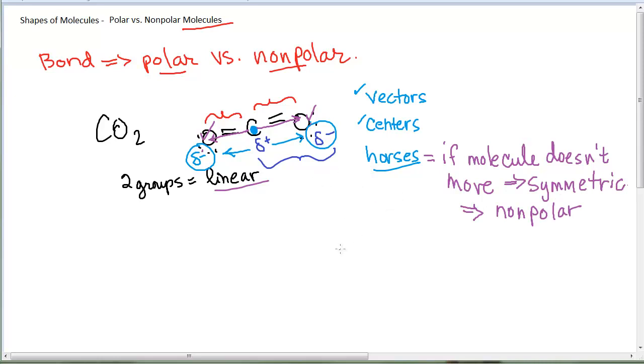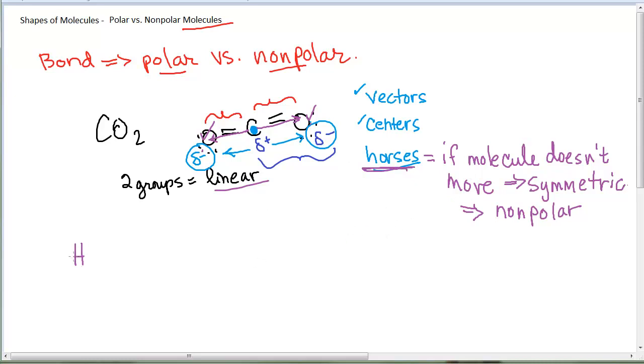So CO2 is a nonpolar molecule, even though it has polar bonds, because the polarities of the bonds cancel out. They're centered at the same place, they cancel out, and you can see this analogously by thinking of horses pulling away from the center.